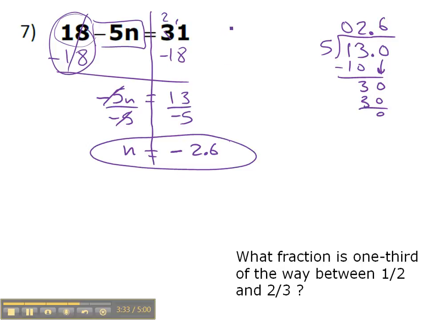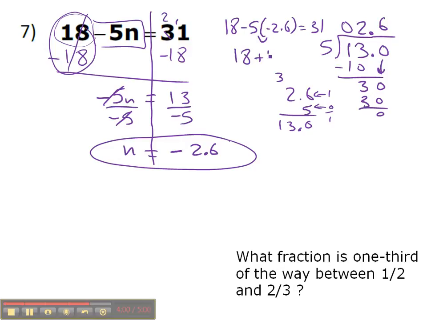Let's put that back in our original equation to make sure that works. 18 minus 5n, so minus 5 times negative 2.6 equals 31. Let's do this multiplication. 2.6 times 5. 6 times 5 is 30, carry the 3. 2 times 5 is 10, plus 3 is 13. We have one decimal place here, so we should have 1 in our answer. So a negative times a negative is a positive, so this is 18 plus 13 equals 31, and 18 plus 13 does equal 31, so we checked our answer.